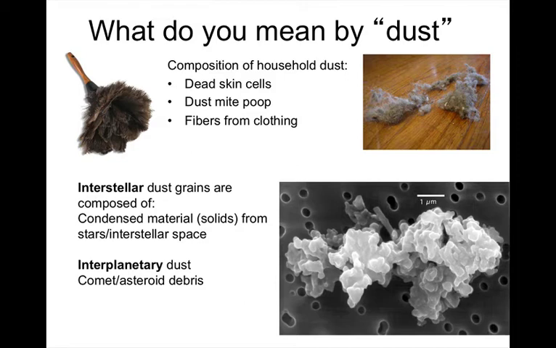Interstellar dust grains are just solids. Anything that's a solid and not a gas we call dust. Interstellar dust grains are the material that's between stars, and interplanetary dust grains, which are a little bit bigger, are the material in between planets, so surrounding stars in planetary systems.